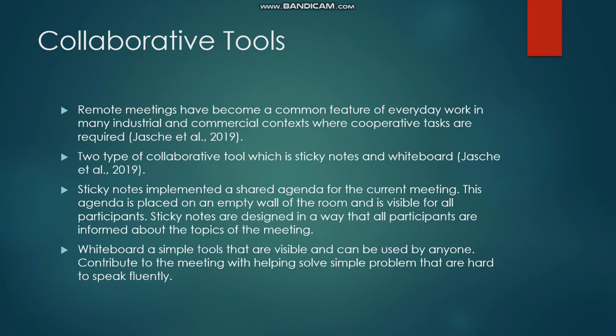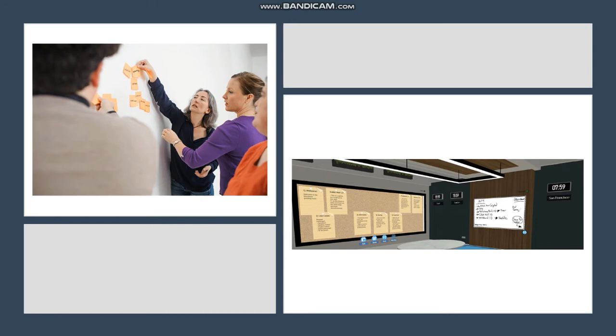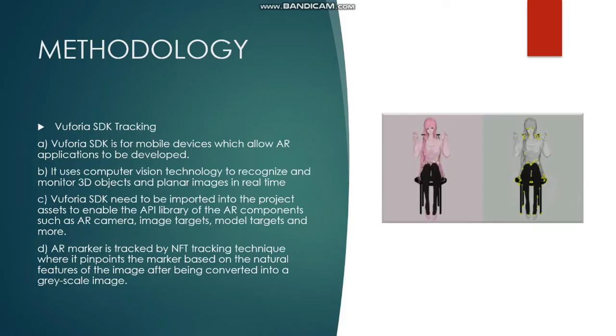Sticky notes implement a shared agenda for the current meeting. This agenda is placed on an empty wall of the room and is visible to all participants. Sticky notes are designed so that all participants are informed about the topics of the meeting. A whiteboard is a simple tool that is visible and can be used by anyone to contribute to the meeting, helping solve simple problems when they find it hard to speak fluently. Here we have the figure that shows the sticky notes, and then the figure which shows the virtual whiteboard.